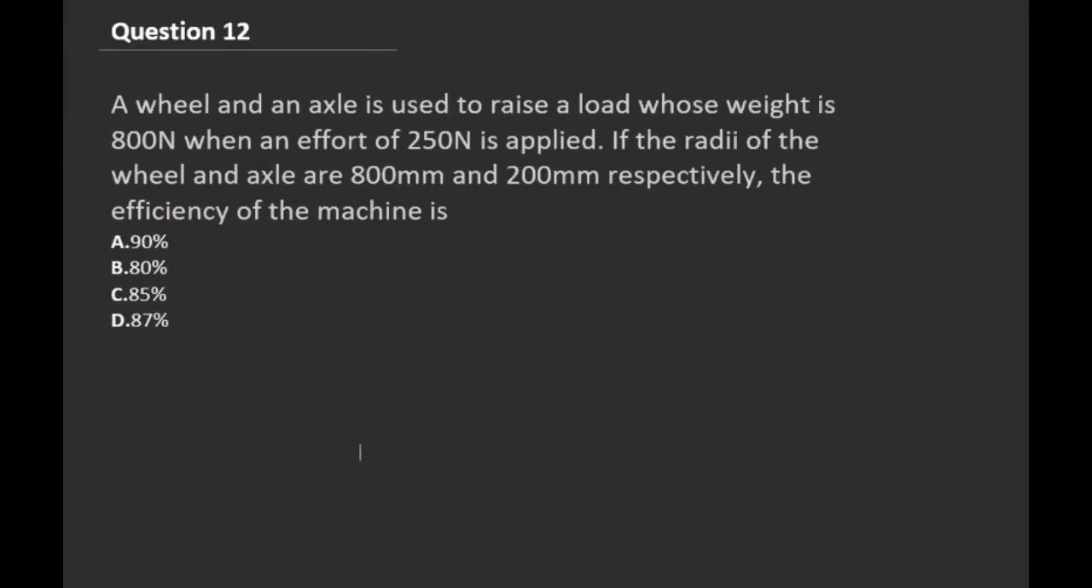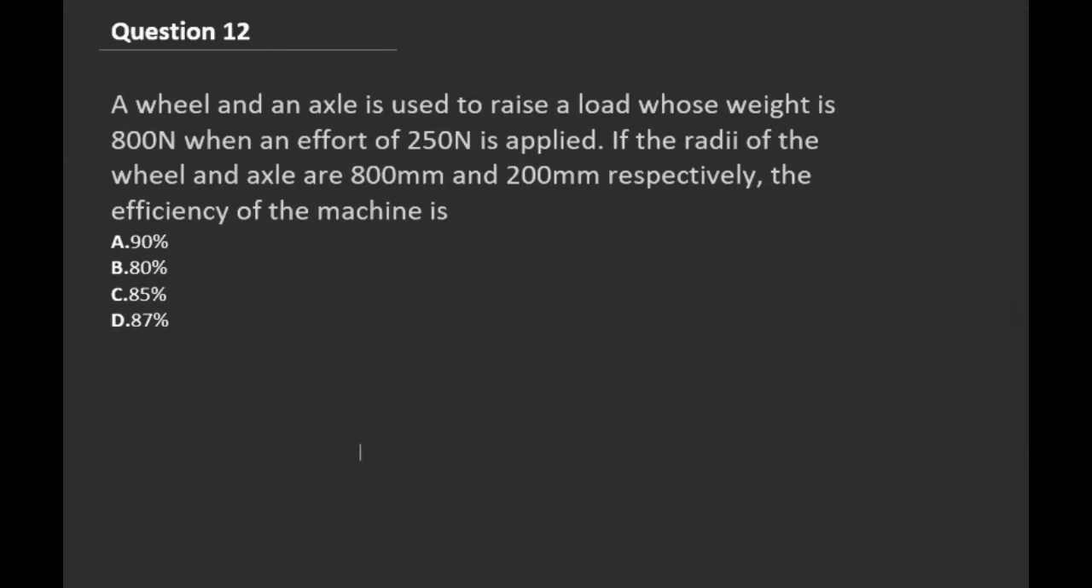Question 12. A wheel and an axle is used to raise a load whose weight is 800 Newton when an effort of 250 Newton is applied. If the radii of the wheel and axle are 100 millimeters and 200 millimeters respectively, the efficiency of the machine is A, 90%, B, 80%, C, 85%, D, 87%.